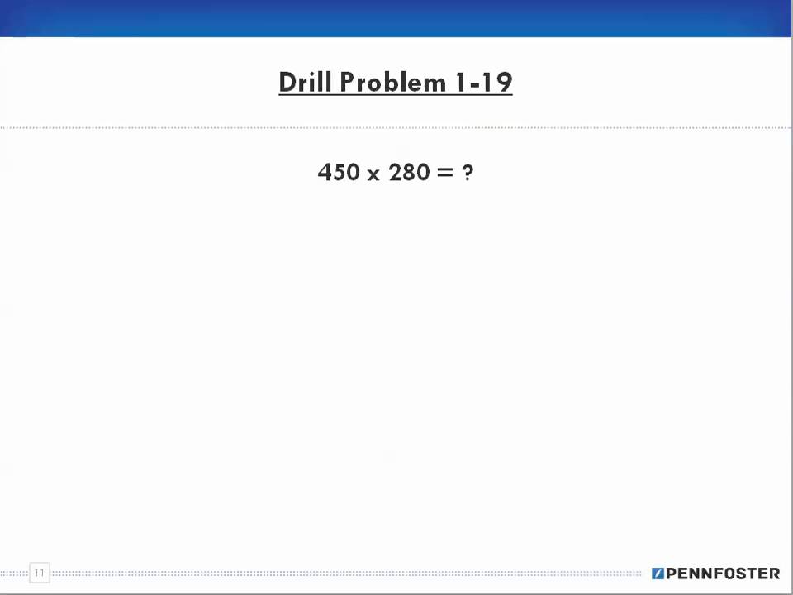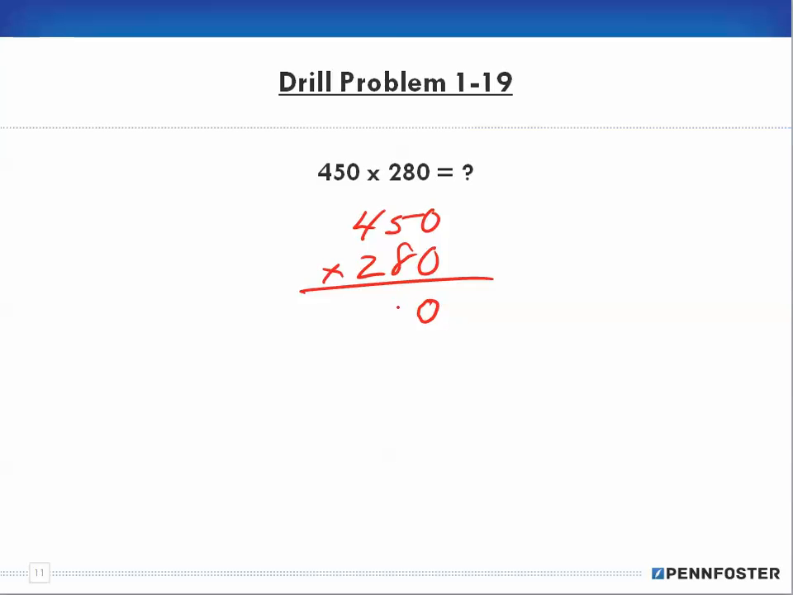1-19. 450 times 280. So again, 0 times all of that is 0, all right? Now theoretically, I could put 0, 0, right? 0 times 0, 0 times 5 is 0, 0 times 4 is 0. But it makes no sense, I'm wasting time, so I just indicate once with the 0. 0 times all of that is 0, since I'm moving over to the 10 spot anyway.